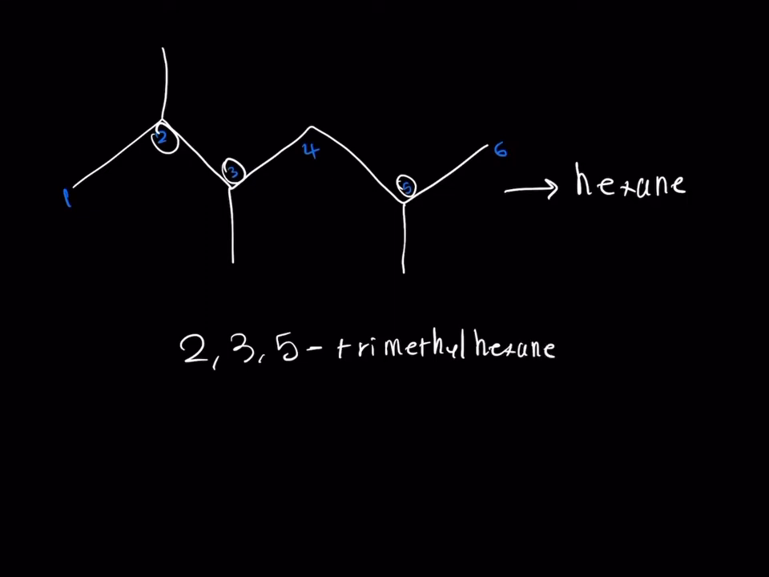Notice that we had the numbers of the substituents written in order and separated by commas, and that we have a prefix before the methyl. So if you have two methyls, you would write di as the prefix. If you have 3, you're going to write tri, and if you have 4, you're going to write tetra. So that's how you name that compound.